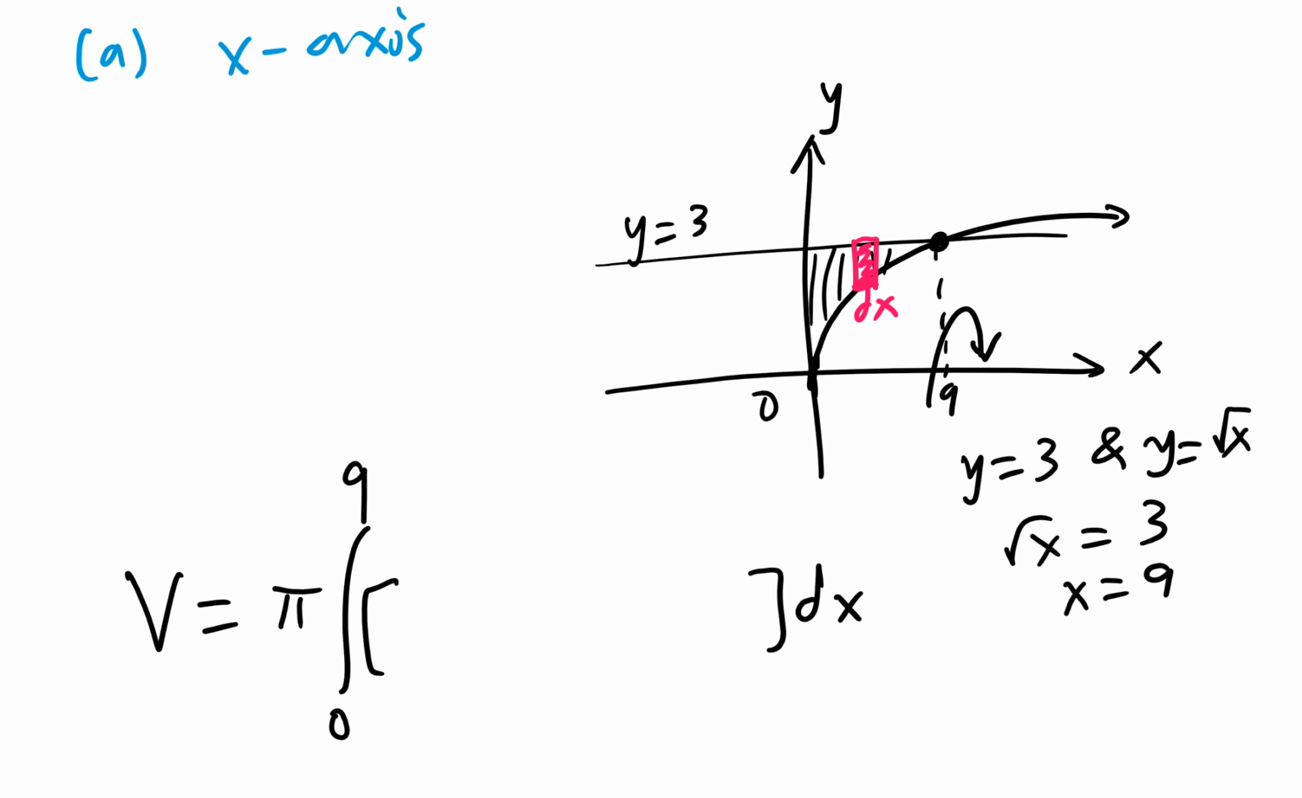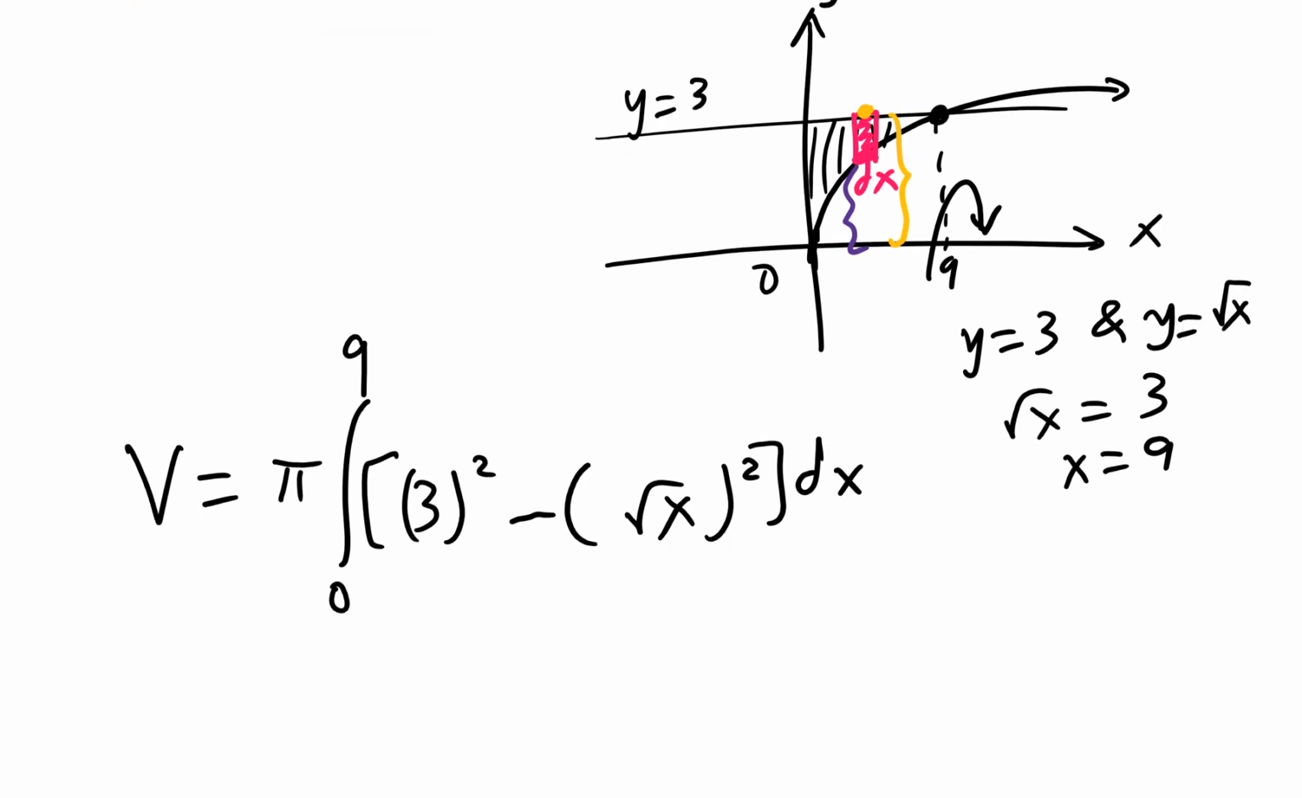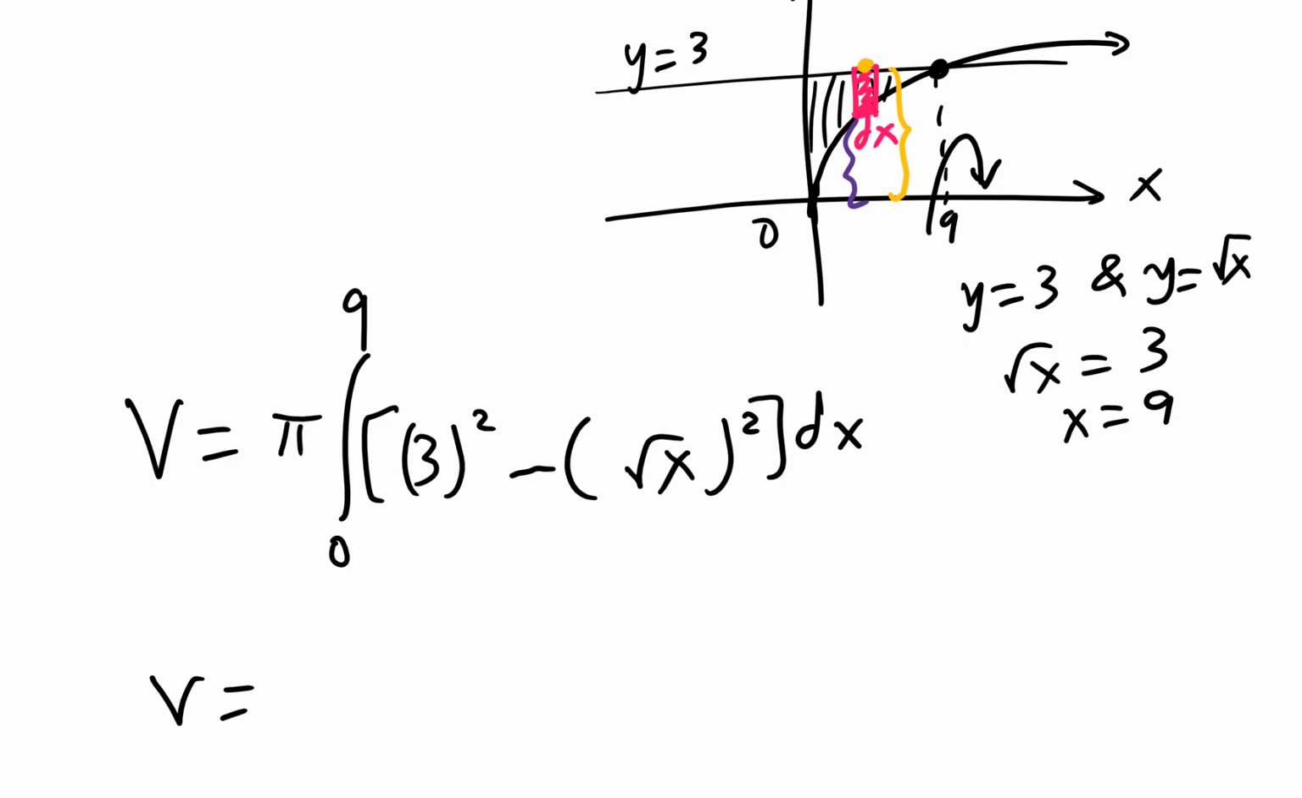So the one further from the axis of revolution is 3, that's 3 squared, minus the other one, which is y equals square root of x, squared. And then I'm sure everyone can integrate this one. You would get 81 over 2 pi.